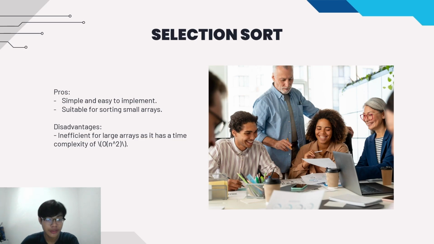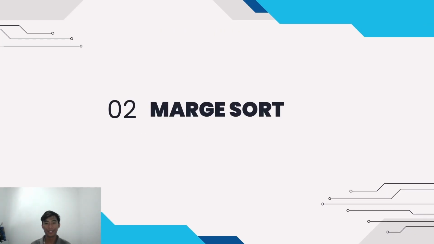Now, I would like to tell you the pros and disadvantages of selection sort. Let's start with the good ones first. It's simple and easy to implement. And second, it's suitable for sorting small arrays. But it also has some cons, like being inefficient for large arrays as it has a time complexity shown in the video.